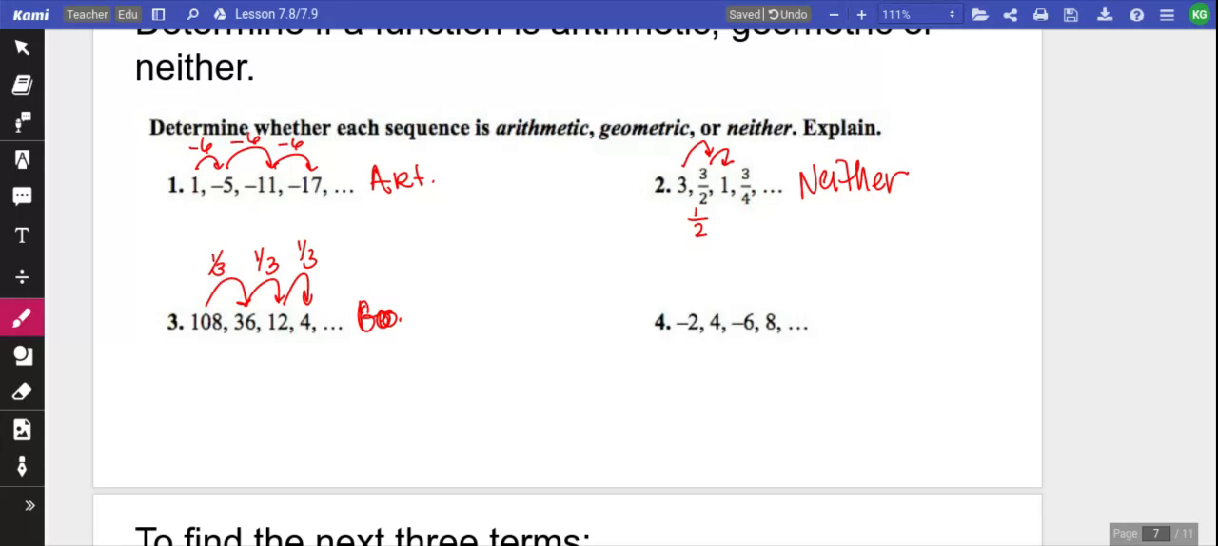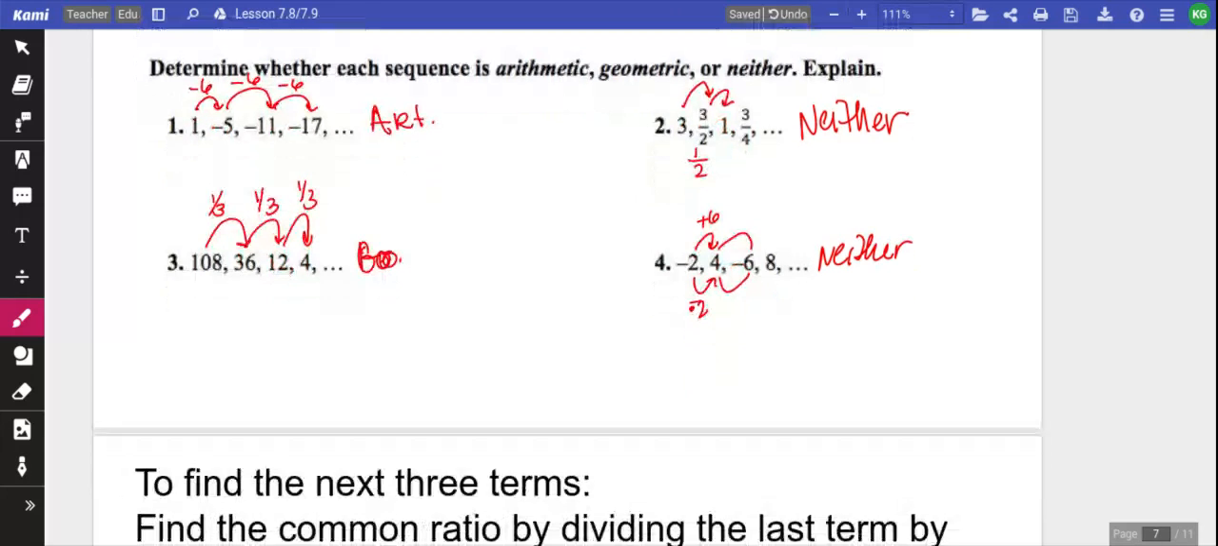Number 4, it looks to me like it might be an arithmetic. So to go from -2 to 4, I'm going to add 6. But then if I add 6 again, that does not get me to -6. So let's try multiplying. To get from -2 to 4, I'm going to times by -2. But then when I take 4 times -2, that's not -6. So this is also neither.